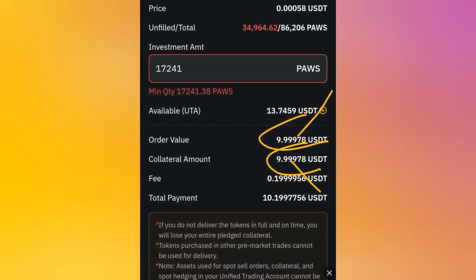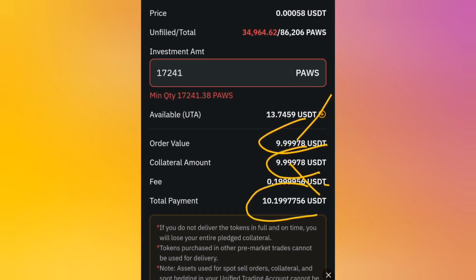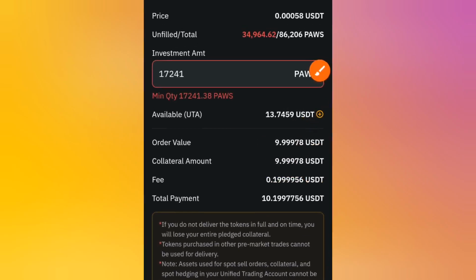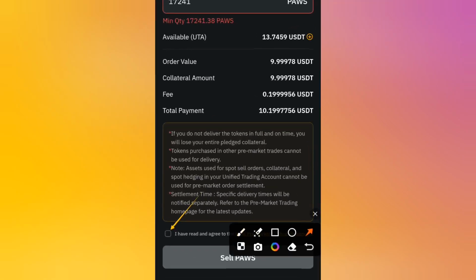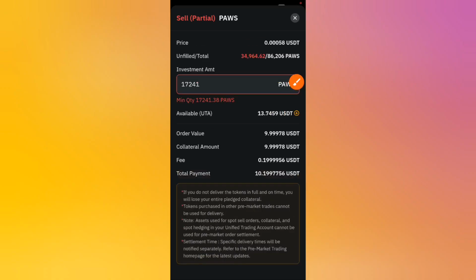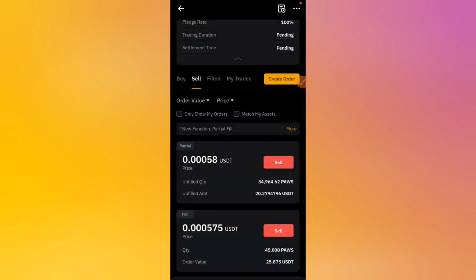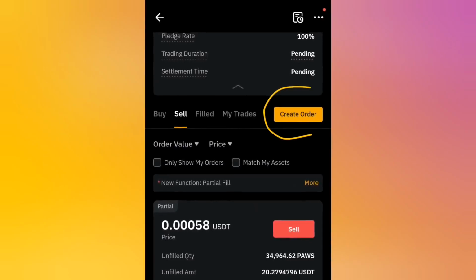Okay, so this is basically how it works. So the total payment is 10.1 USDT, I believe, including the gas fee. So once you're ready to sell, you just come over to this and tick this check mark right here and click on sell paws. But you must have made sure you have paws. Okay, let's say you don't like the order you see here. You can come over here and click on create order.